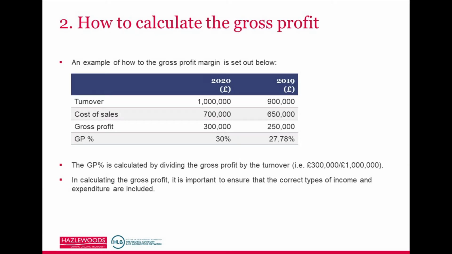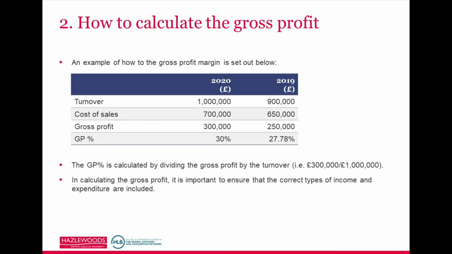The next slide covers how to calculate the gross profit margin. In our example today, we have a turnover of approximately 1 million in the 2020 year end. We have cost of sales of 700,000. This means that when we take the cost of sales away from the turnover, this will give us a gross profit of 300,000. In order to calculate the GP percentage, we will divide the gross profit of 300,000 by the turnover of 1 million to give us a GP percentage of 30%.